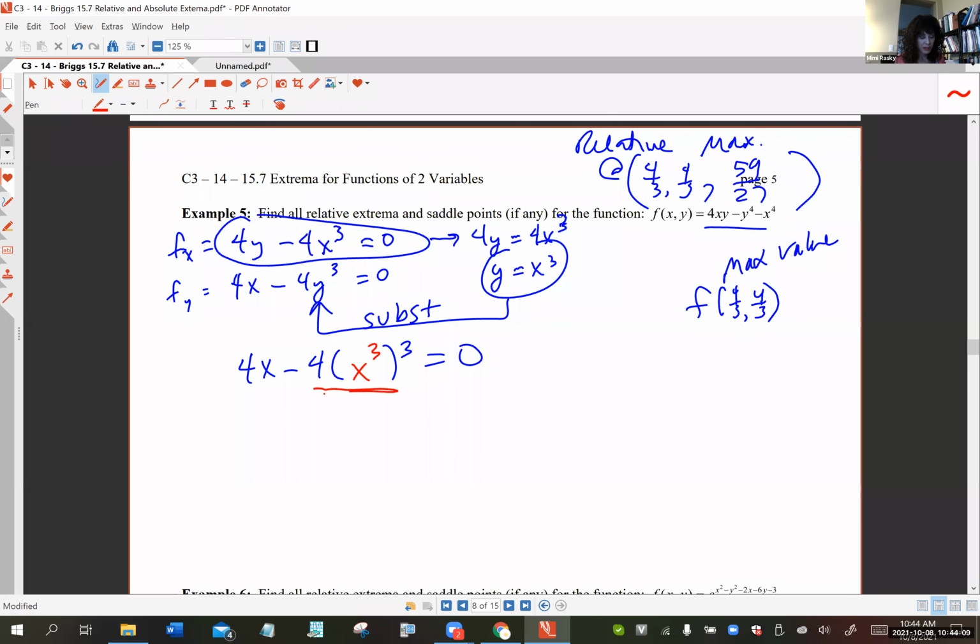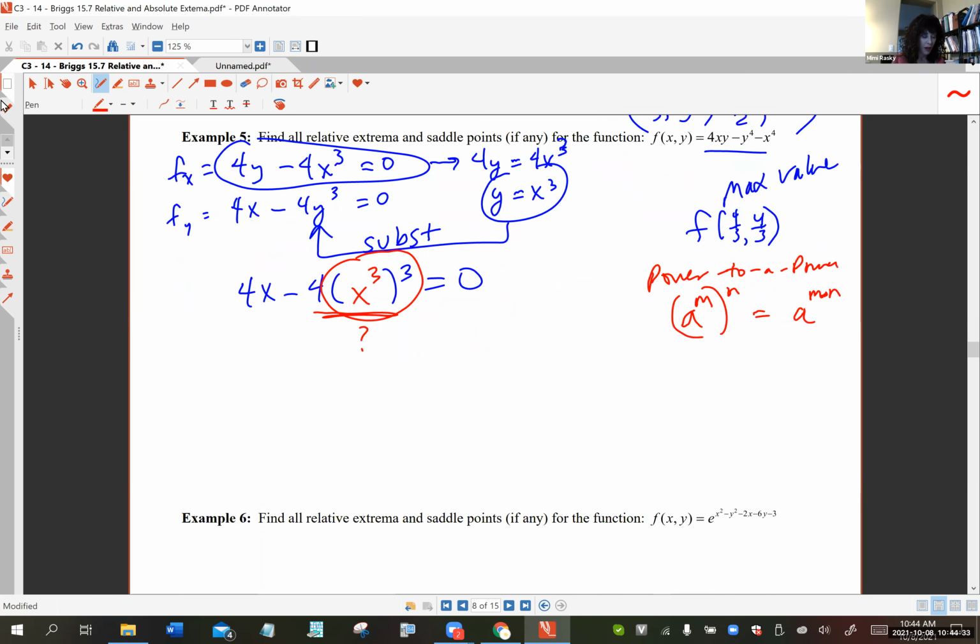what does this term simplify to? Does anybody know the exponent law? Yes, the power to a power rule. Please remember, when you have a power to a power with exponents, you multiply the exponents together. So it's not x to the 6th, it's x to the 9th. So this equation here, when I clean it up a little bit, is 4x minus 4x to the 9th equals 0.